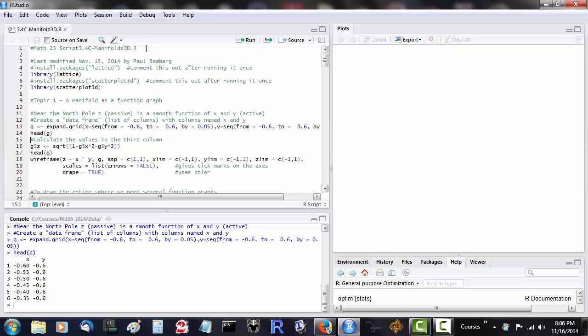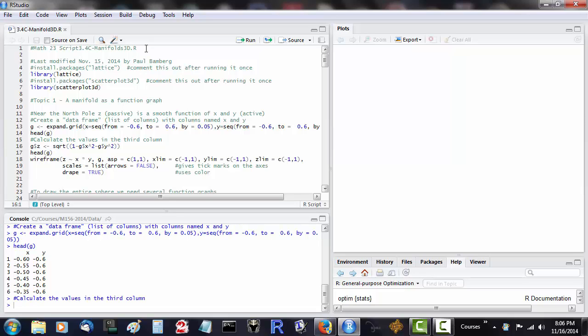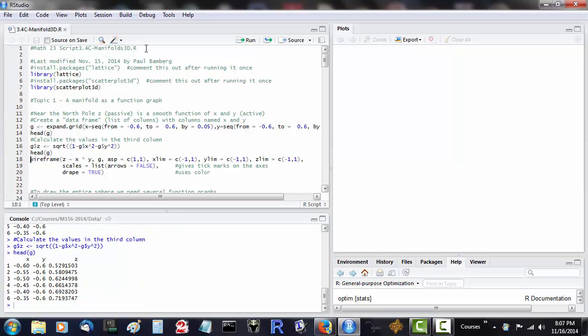We've got lots and lots of rows, of which only the first 6 are shown, and the columns actually have names x and y. Now, we need to calculate the values in the third column. We specify a column of this data frame G by putting a $ sign in between G and the column name. So when I say G$z equals the square root of 1 minus G$x squared minus G$y squared, and look at the improved data frame, it's now got in each row x, y, and z values corresponding to points on the sphere. That's what it takes to make a graph.